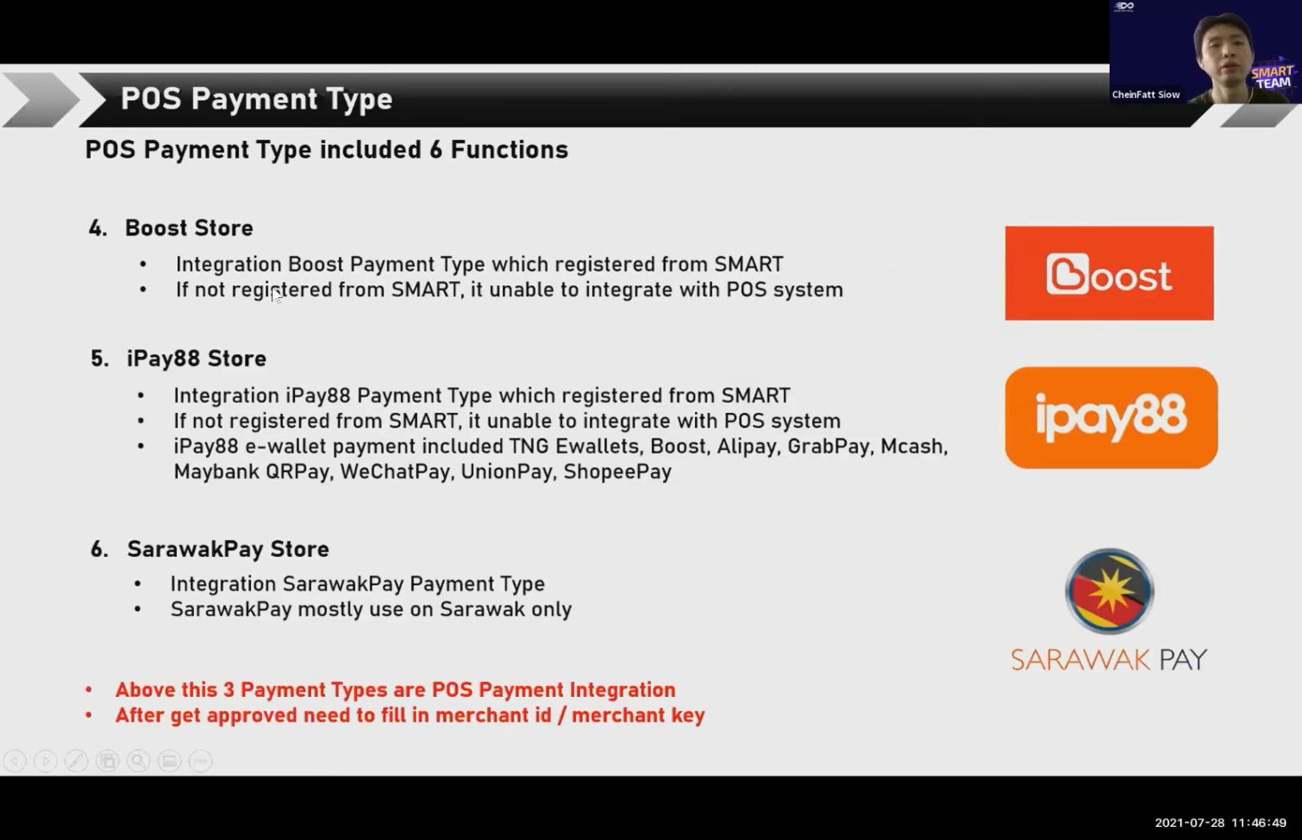Okay. So next is the Boost setup, also under the POS payment type. So this is for if last time we did the integration with the Boost payment type, which was registered from Smart. If not registered from Smart, the user is unable to integrate with the POS system for the Boost account. So if last time you did the integration with us, then you can do this setting. Okay, but at the moment we will go more on this one, IP88 ID.